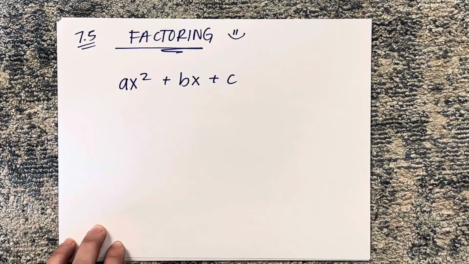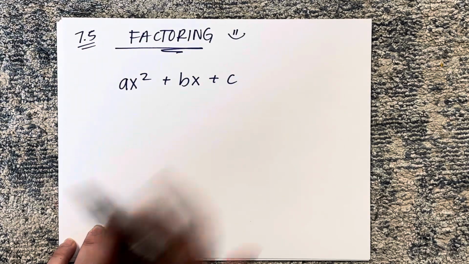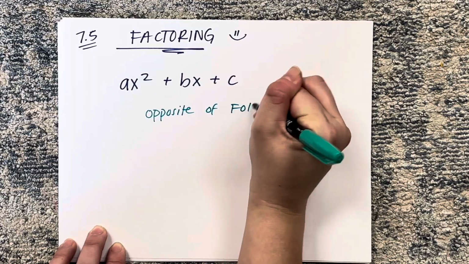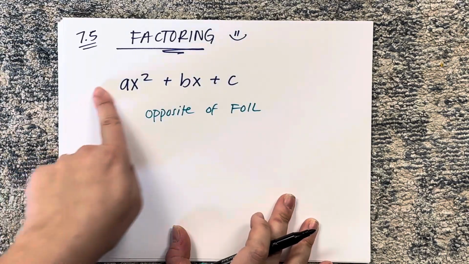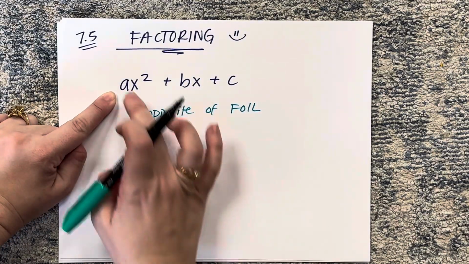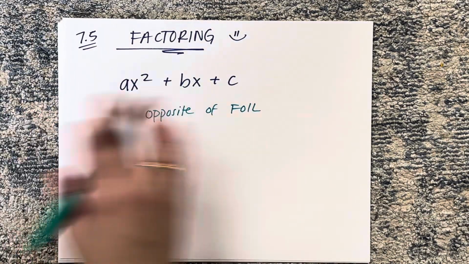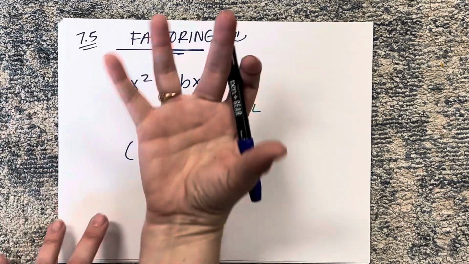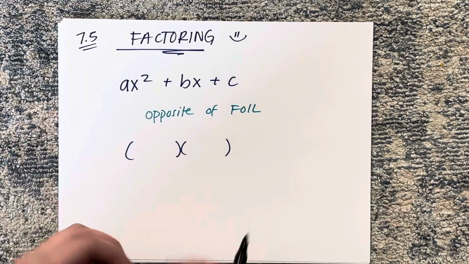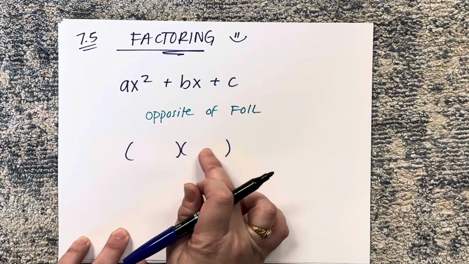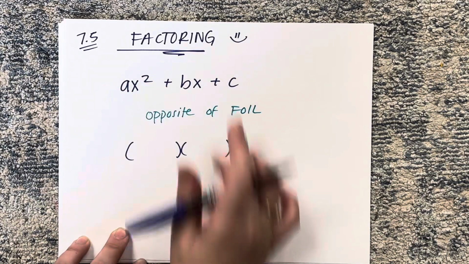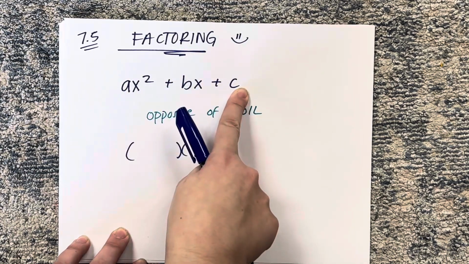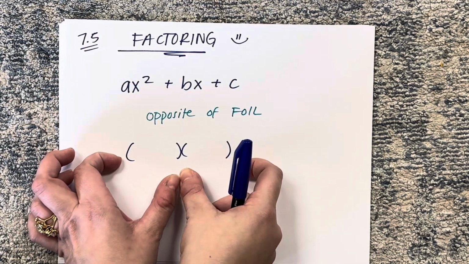All right, the second half of chapter 7 is doing the opposite. So we're doing the opposite of FOIL. We're going to start with this x squared expression, and our goal is to get it into the parentheses. It's called factoring. You're going to get it into its different factors, where these two things multiplied by each other would equal the original expression. So the goal is to take your x squared expression and break it down into its factors.